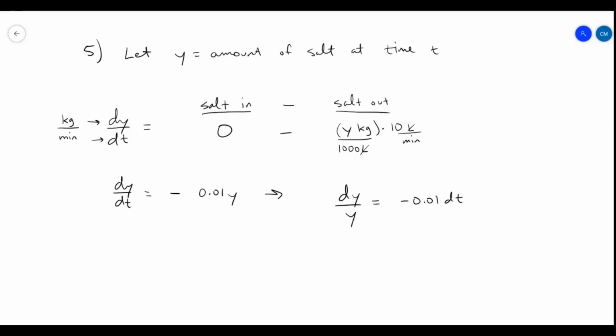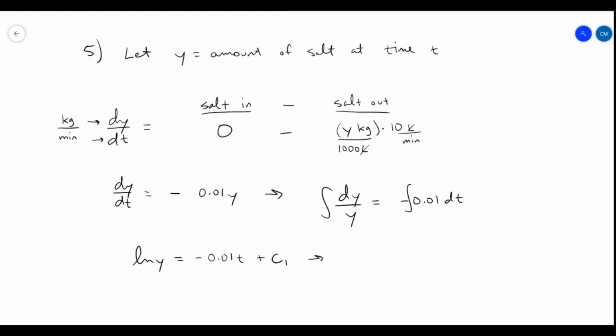On the left side, let's integrate this. That's the natural log of y, and I'm not bothering with the absolute value because we're not going to have negative amounts of salt in here, so we don't care about that. And then on the right side, negative 0.1 t, and then we have our constant of integration there. Again, I'll call that C1.